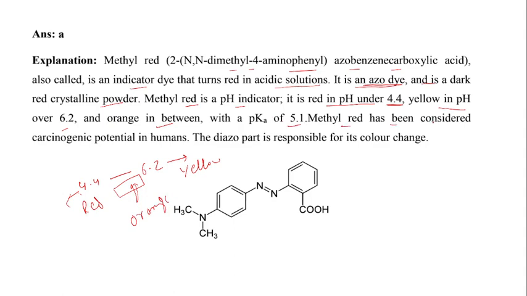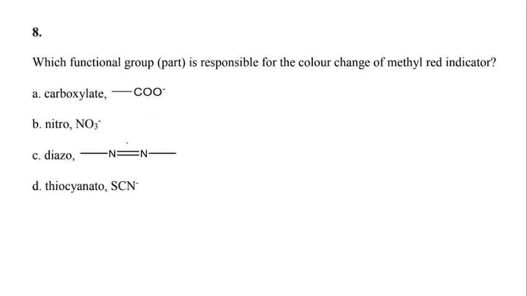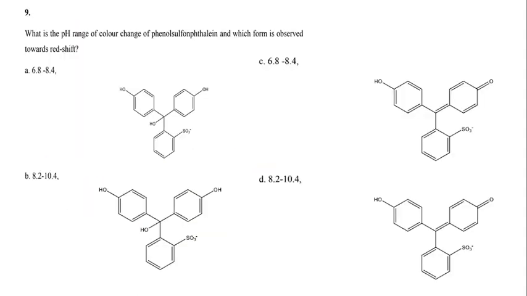Methyl red has been considered to have carcinogenic potential in humans. The diazo part, this group, is known as diazo. Each nitrogen has one lone pair. So this is the diazo responsible for the color. So I think this option is not correct. It is given as A, but it is not A. It should be C. So the answer to this question is given wrong. Sorry.